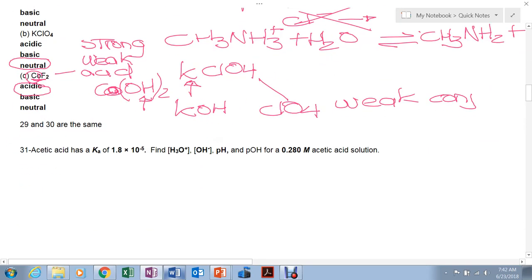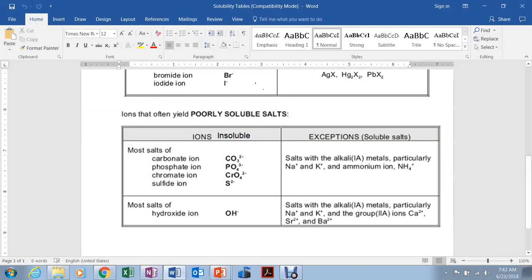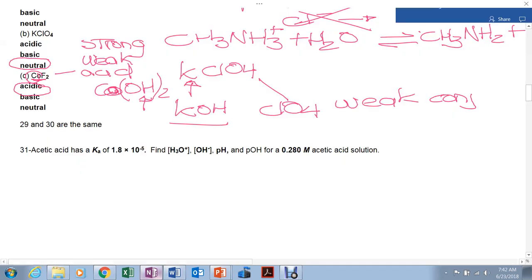You have to be careful when you see a cation of a strong base, like K if it's soluble with OH. Looking at the solubility table, maybe you remember it by memory: salts with OH of the 1A majority, especially Na+ and K+, are soluble. 2A, these ones are soluble, the rest of the OH are not soluble. So let's go now to the 31.